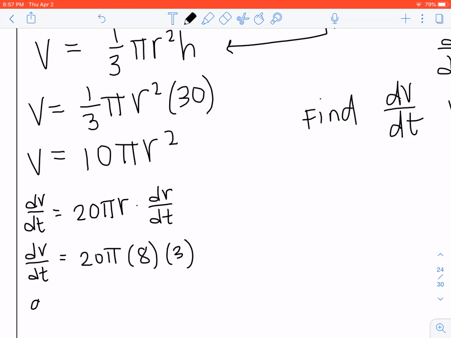So we get that dV/dt is equal to, if you multiply that out, it should be 480 pi. And volume is measured in centimeters cubed, and then seconds for our time.